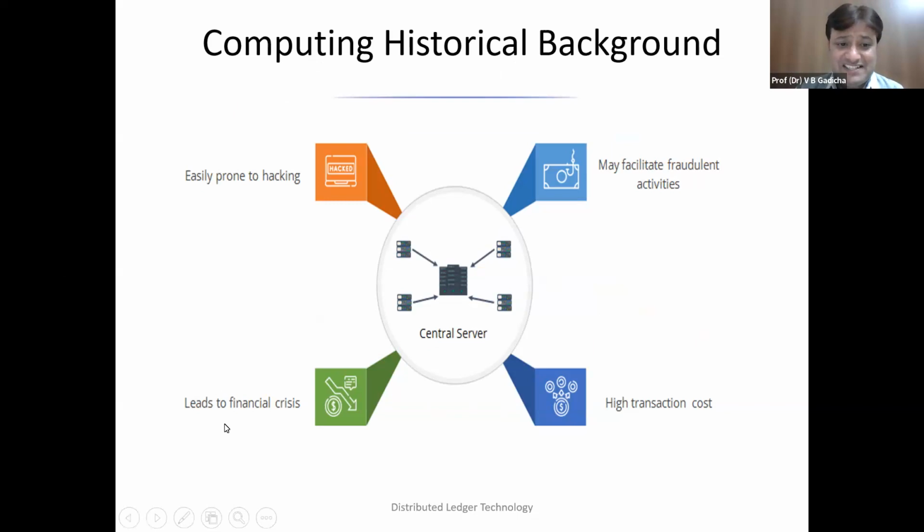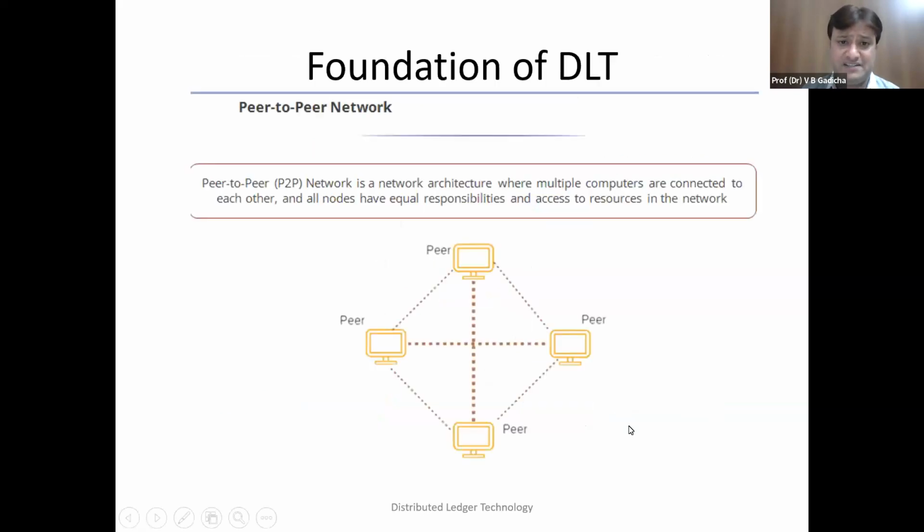Then centralized systems lead to financial crisis. If you are a bank and I can hack your website or your server, all the financial losses you need to bear. It may facilitate fraudulent activities. I can shoot malware to your system, and the malware will be entertained by your server, and your server doesn't give any subtle performance. Then high transaction cost is another thing you have to pay for. If you have to do RTGS or other financial transactions, you need to pay a huge cost. So these are the drawbacks of centralized systems.